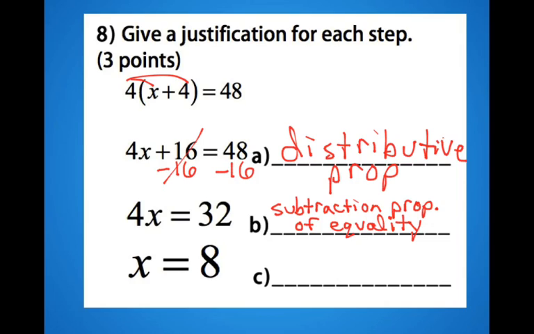And then lastly, to isolate the variable, we'd have to divide by 4. And so that's called the division property of equality. And I'm abbreviating property as prop.